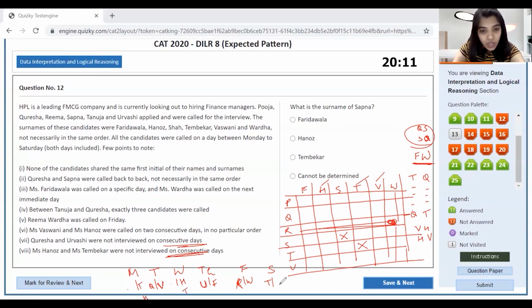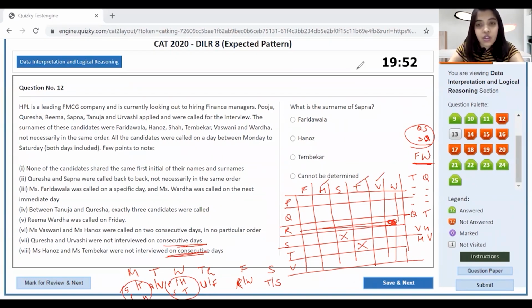Now what names do we have left? Which is the remaining surname? Tanuja would be S. We have S and P remaining. So S, P, P, S. These are the two questionable days that we have. Fine. So we've compiled all the information that we had.